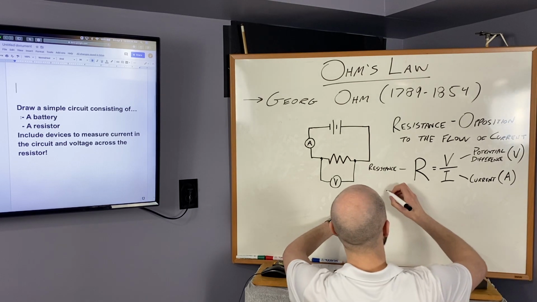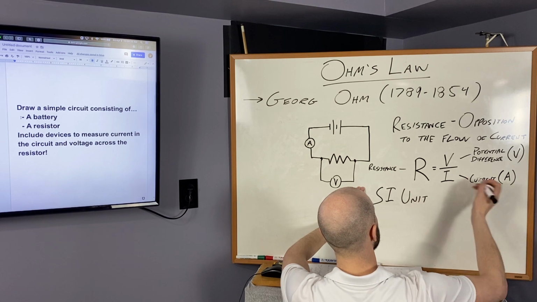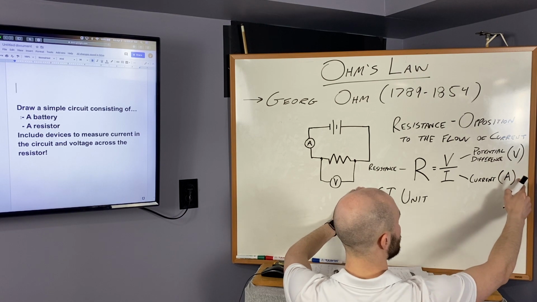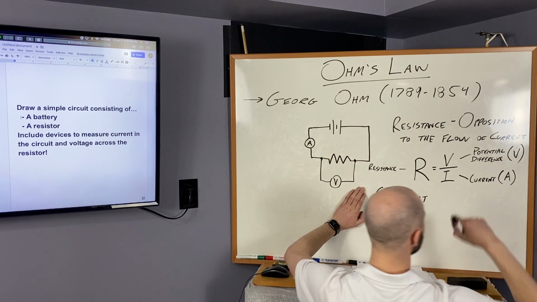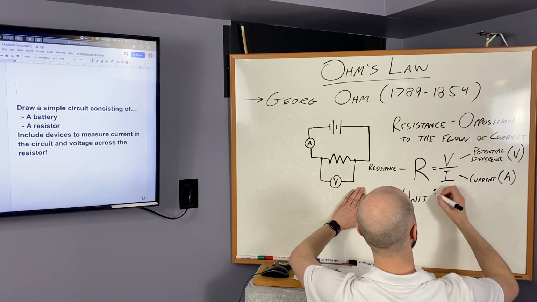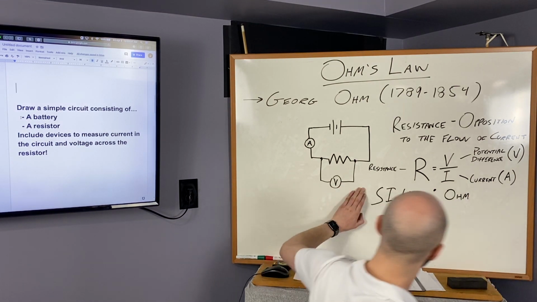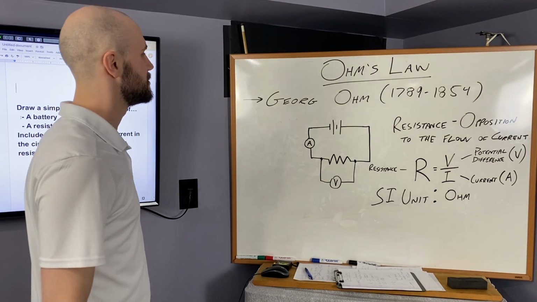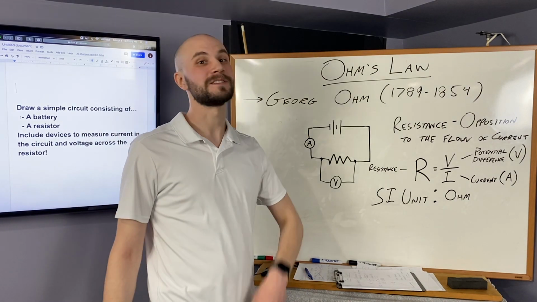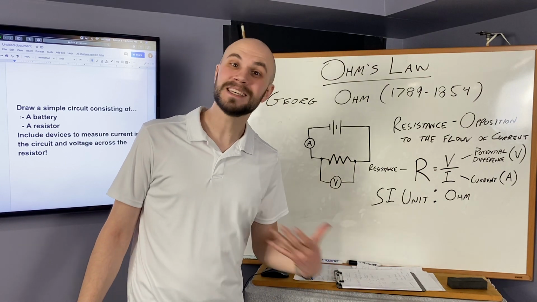Well, the SI unit, the metric unit for resistance, as you can see, is volts per amp, right? Volts over amps. We have a special name for this volts over amps, and we call it an ohm. Why do we call it that? Well, you could thank this German dude, George Ohm. So resistance is measured in ohms. You could have a 10 ohm resistor, a 20 ohm resistor. Some resistors are even measured in mega ohms, which is millions of ohms, right?